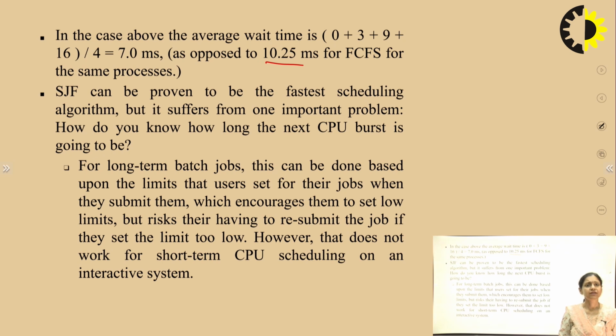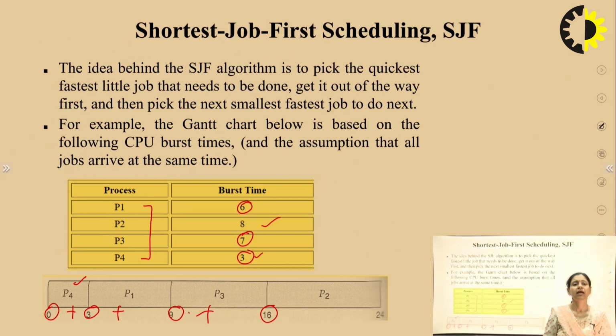Now, shortest job first can be proven to be the fastest scheduling algorithm, but the major problem is how do we know how long the next CPU burst is going to be, because it is not necessary that all the processes are going to enter at the same time. So there it faces a particular drawback. Otherwise, shortest job first scheduling is much better as compared to first come first serve.